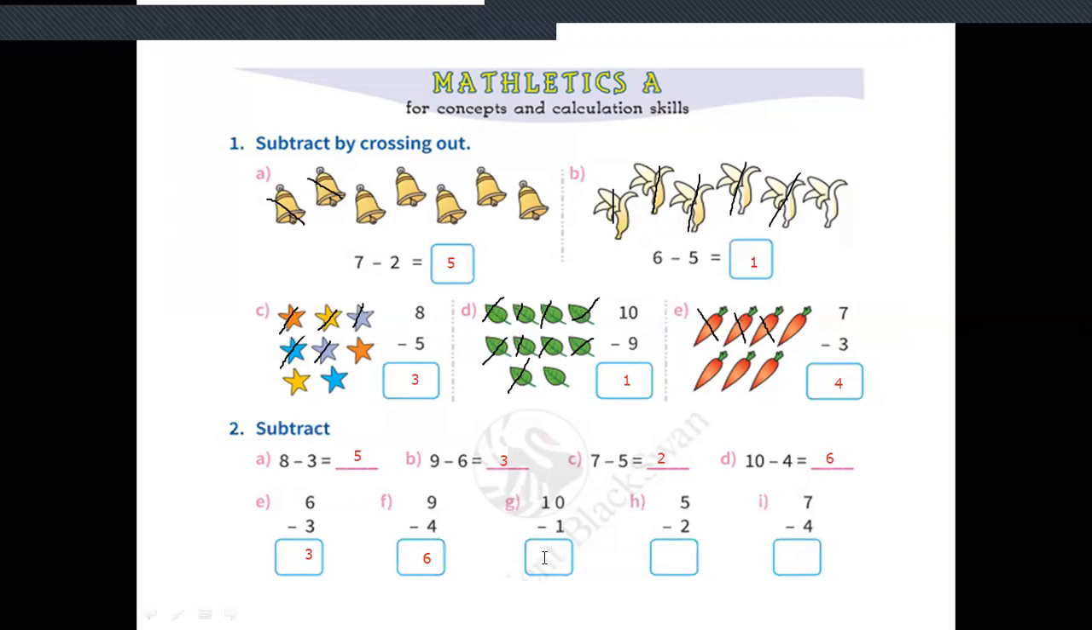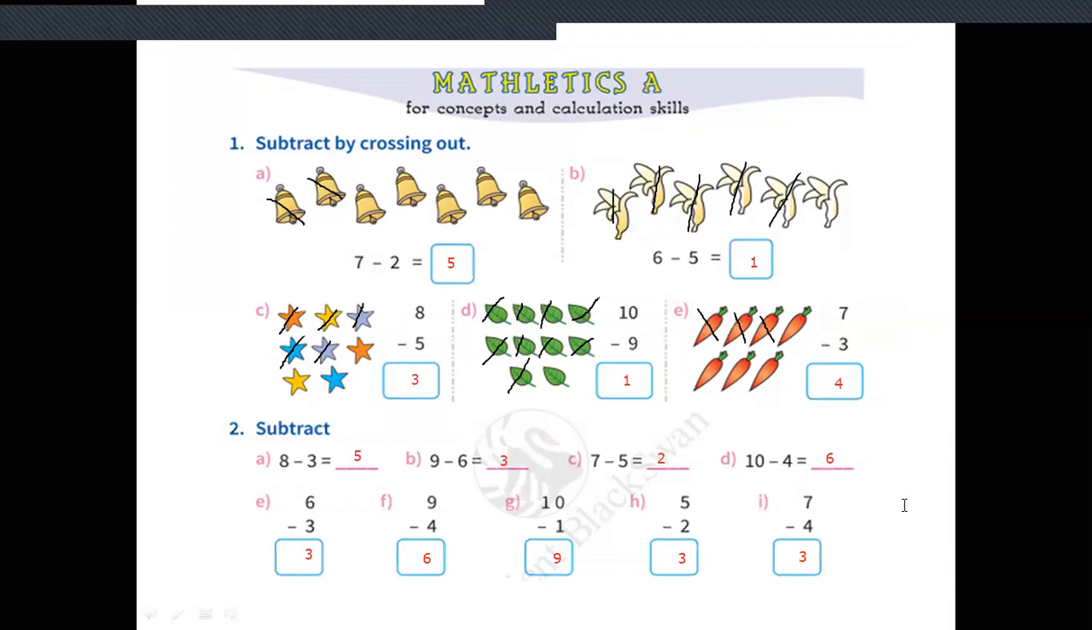10 in your mind, 1 on the finger. Before 10: 9. 5 in your mind, 2 on your finger. Before 5: 4, 3. You have to count backward. For subtraction, you have to count backward. Okay. 7 in your mind, 4 on your finger. Before 7: 6, 5, 4, 3. So for subtraction, you have to count backward.